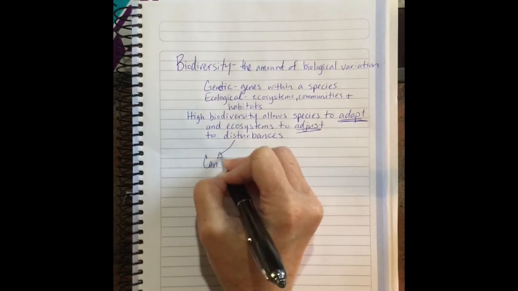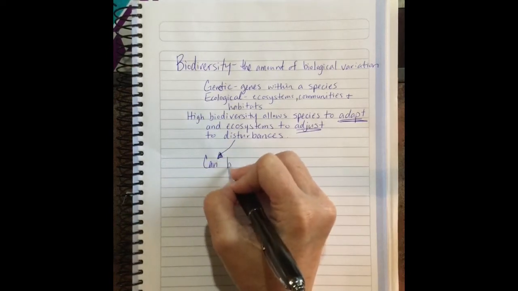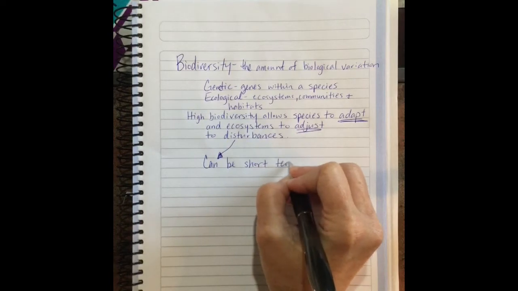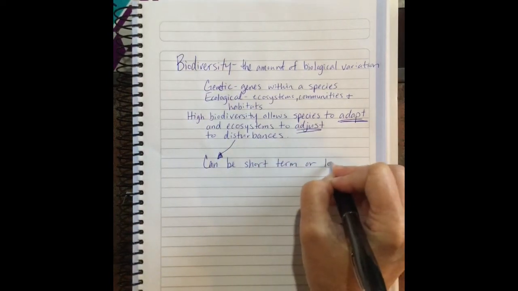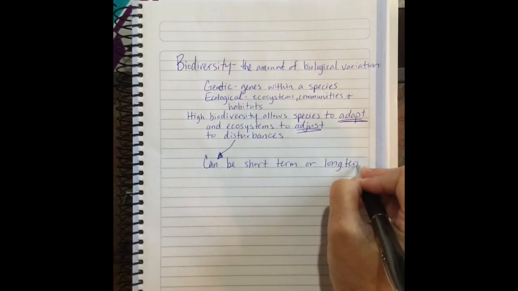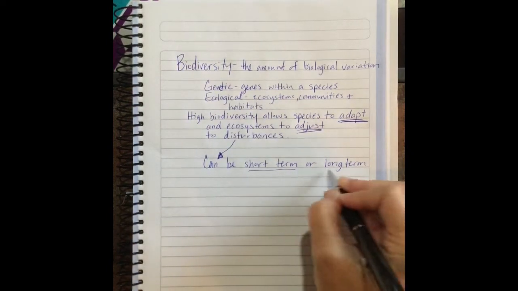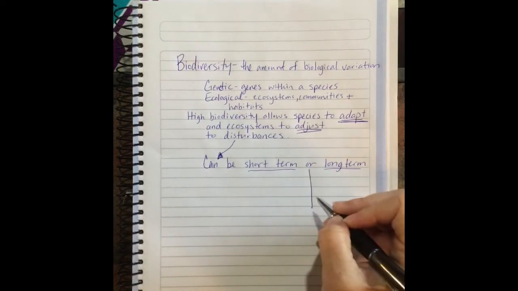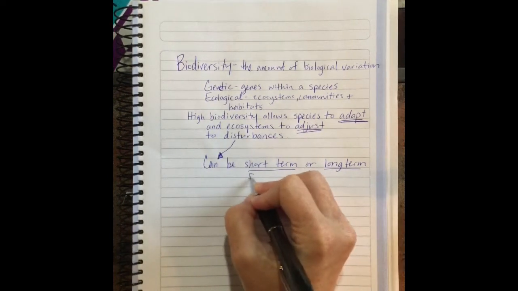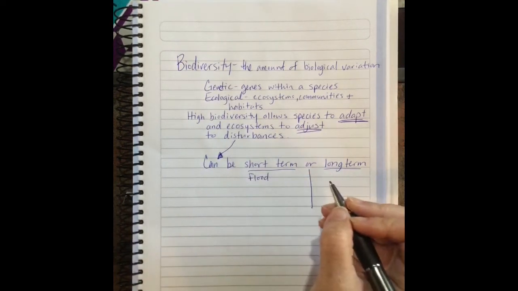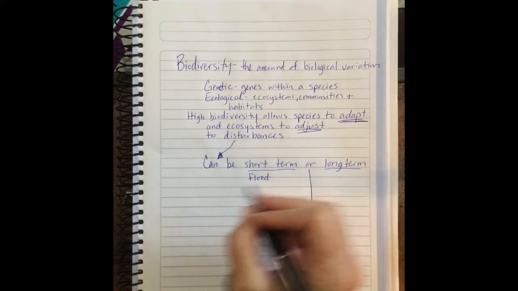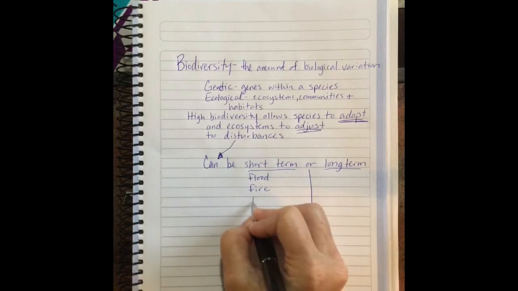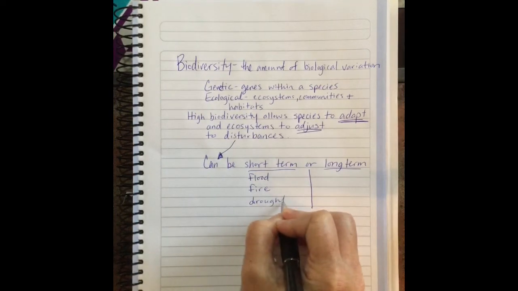Now, when we talk about disturbances, they can be short-term or long-term, okay? They can also be man-made or natural. So when we categorize these as short and long-term, think about which ones would also be man-made or natural. So for short term, some examples would be like a flood, like a flash flood coming through, or like a forest fire, and even a drought.